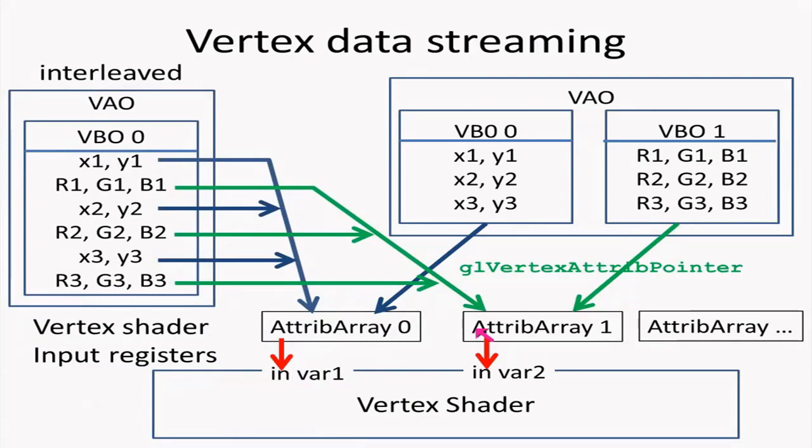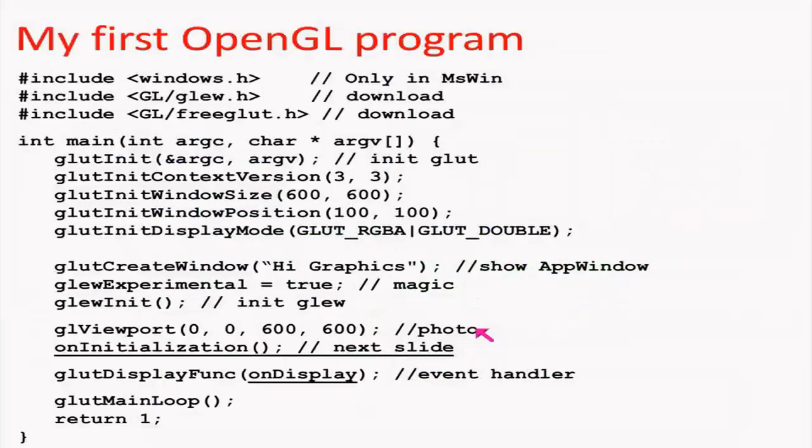In this case, the glVertexAttribPointer should tell OpenGL where an attribute starts in the array and what the step size, the so-called stride, is. So we are ready to implement our first OpenGL program.